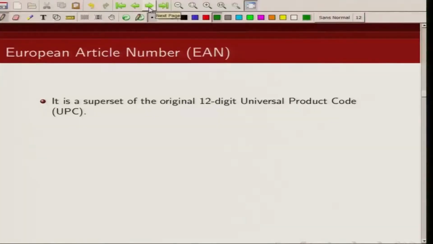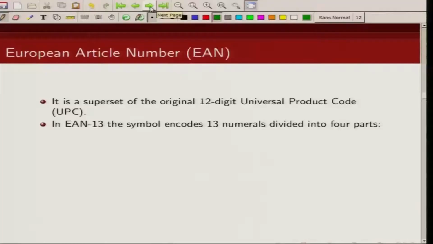So, 3 times A1 plus A2 plus 3 times A3 plus A4 up to 3 times A11 plus A12 should be 0 modulo 10 in case of the 12-bit UPC code. Now, a superset of this 12-bit UPC code is the 13-bit European article number. So, what is this 13-bit European article number?